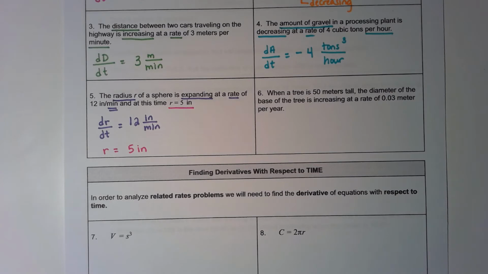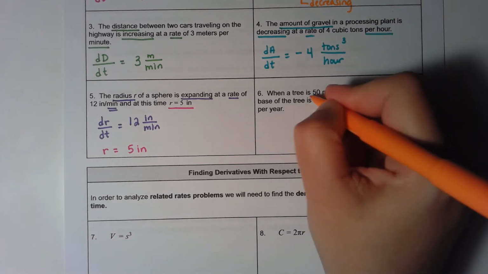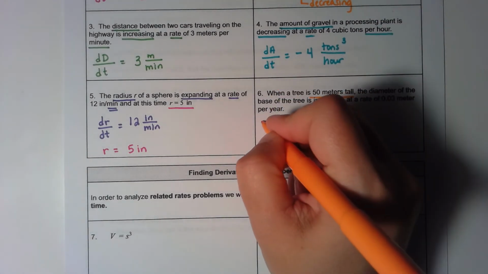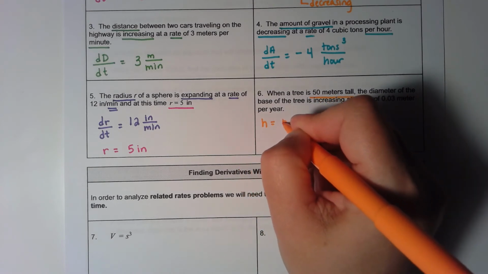And last but not least, when a tree is 50 meters tall, the diameter of the base of the tree is increasing at a rate of 0.03 meters per year. So we're talking about a tree that's 50 meters tall, and the diameter of the base of the tree is increasing at a rate of 0.03 meters per year. So the tree is 50 meters tall. So I would say that the height of the tree is 50 meters.